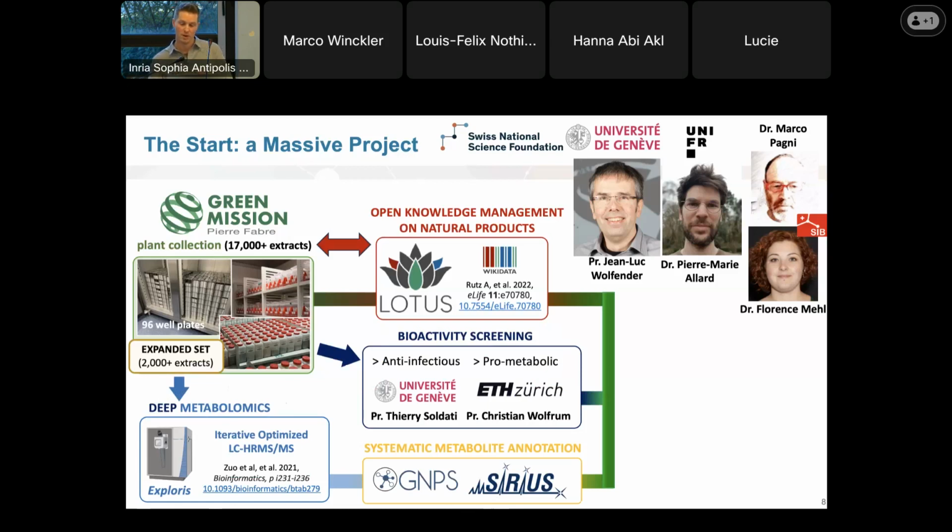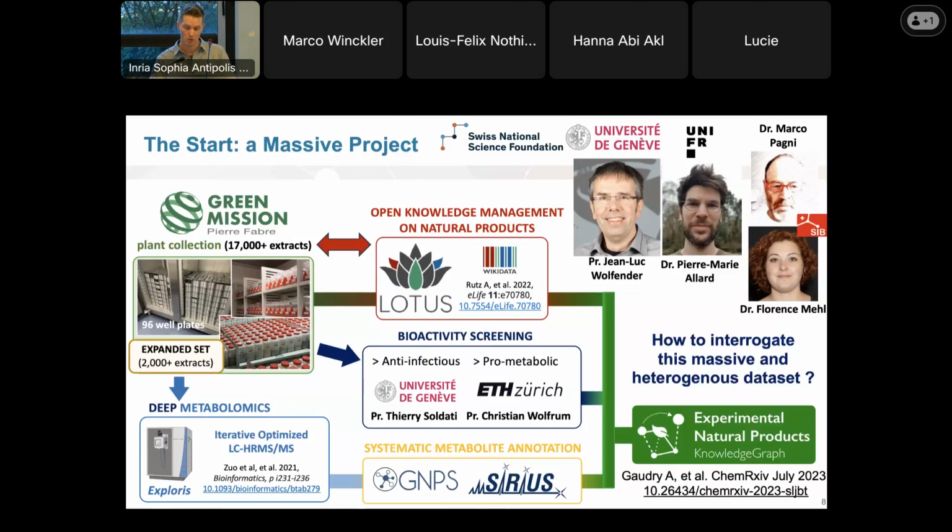So we have a multi-layer heterogeneous data set with the mass spectrometry data, with biological activities, with knowledge data, very complex and never seen at that scale in our field. So the solution we proposed was to use an experimental knowledge graph applied to the different components of our study.